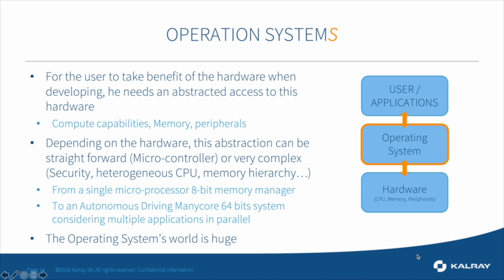So these abstractions can be either quite straightforward, like a microcontroller, or very complex, taking care of different types of CPU in one chip, having different types of memory hierarchy, or taking into consideration security or safety. So from a single microprocessor, 8-bit, the operating system will have to expose less than for many cores, 60 bits, 80 cores, and parallel programming. The operating system is a huge world, and I will try to guide you into some of this part of the world.